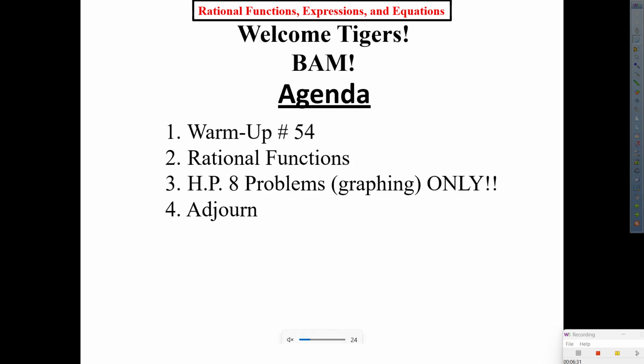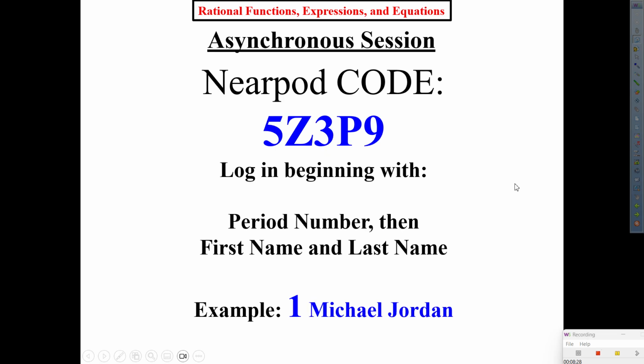Wow. All right. Next, copy this code to access the home plate for tonight. 5Z, 3P9. Write that down. Once again, 5Z, 3P9. Write that down. All right? We good?